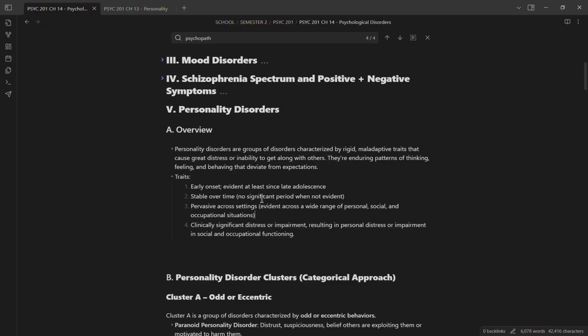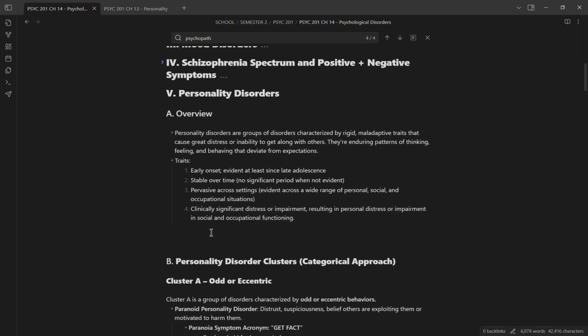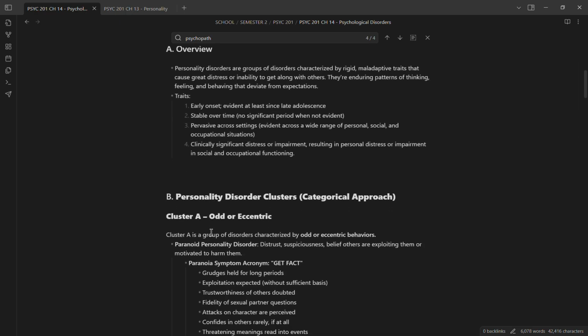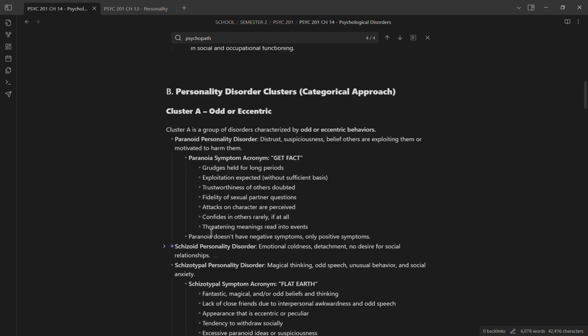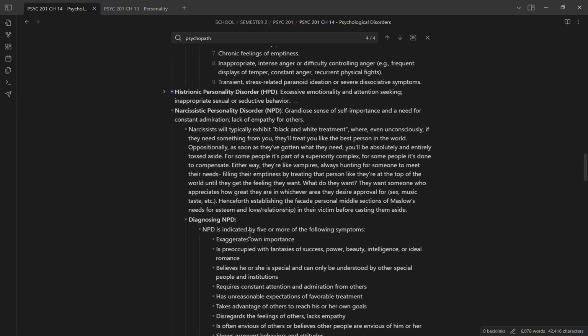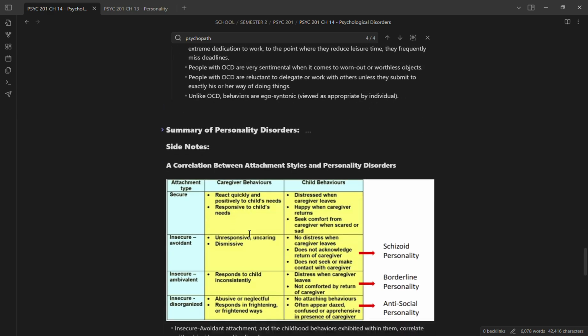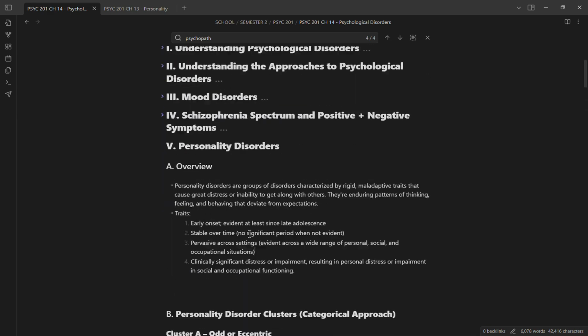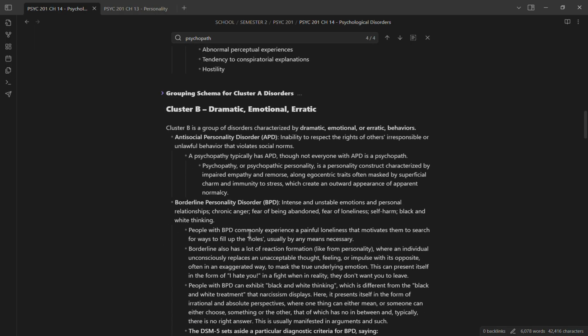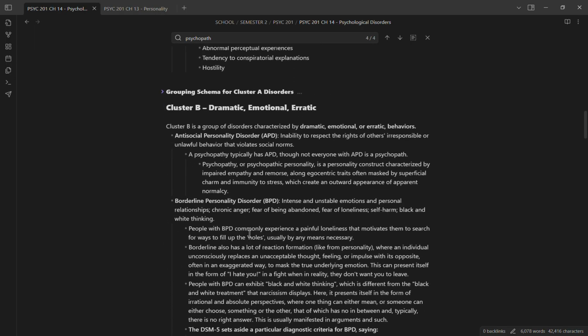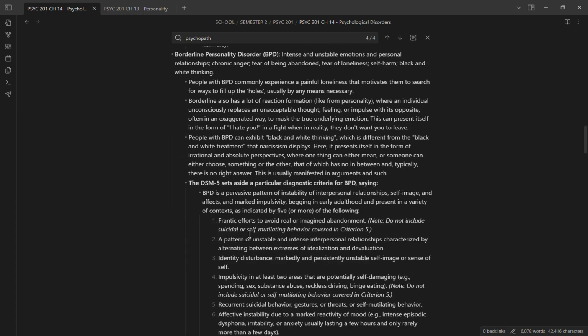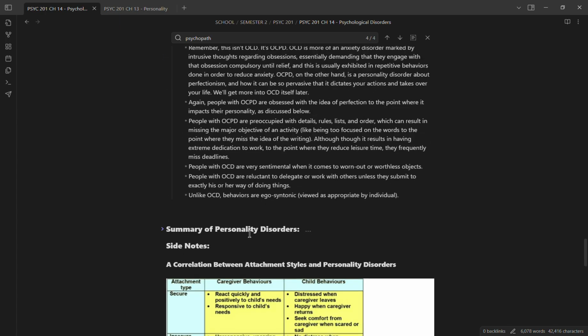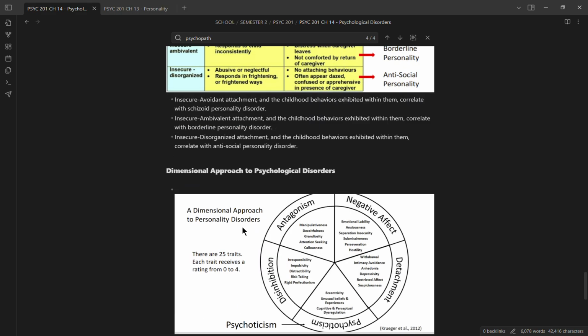So personality disorders, not good, unfortunate, right? Disorders characterized by rigid maladaptive traits, causing a lot of distress. We're going to look at a few personality disorder clusters through the categorical approach lens. We have cluster A, cluster B, and cluster C, with cluster A being odd or eccentric disorders, B being dramatic, emotional, or erratic disorders, and C being anxious or fearful disorders, right?